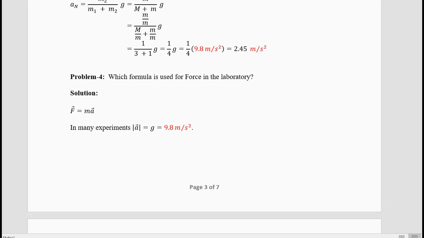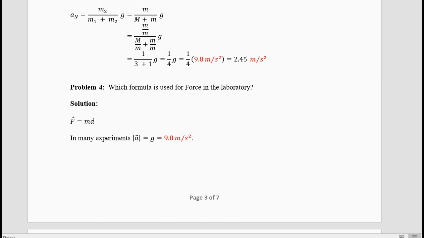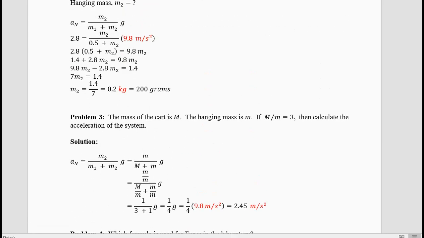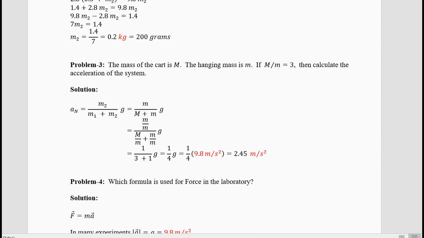Which formula is used for force in the laboratory? See, in the laboratory, the easiest way to get the force is by hanging a mass. The mass will be pulled by the gravity, the direction will be down. The force is F equal to ma. a is the acceleration, which is a vector, F is a vector. Now absolute value of acceleration is g, which is 9.8 meters per second square. So we'll always use F equal to ma. Absolute value of a will be normally g, 9.8 meters per second square. Here we can adjust the masses and change the value of g to a smaller number.